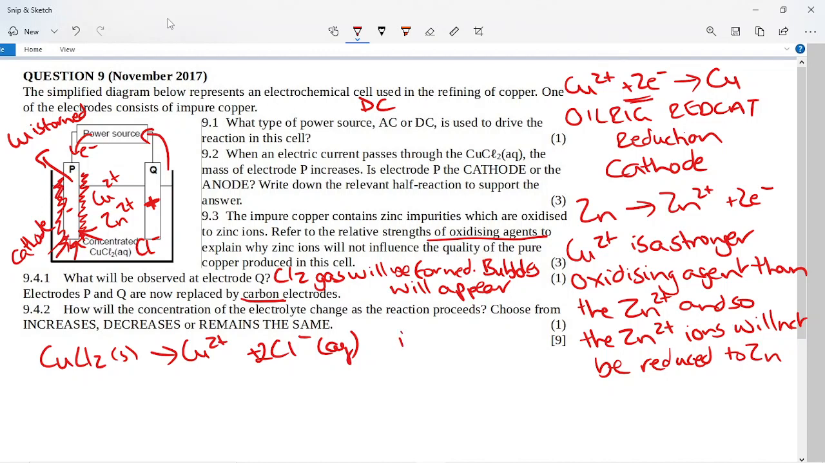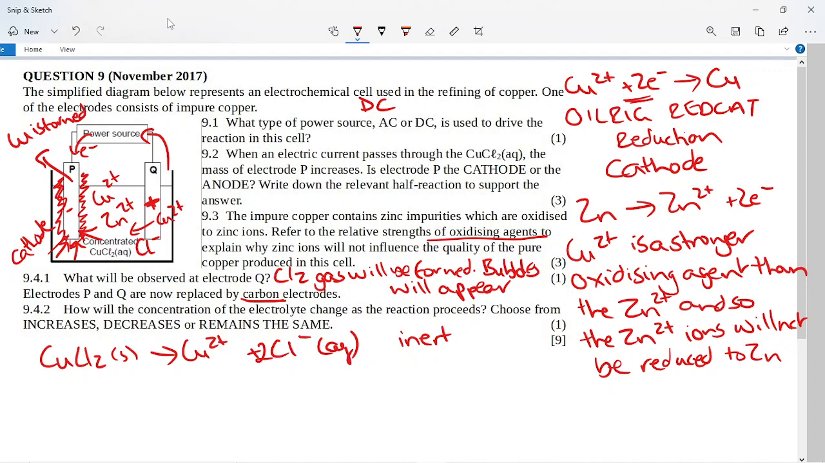Now it says here electrodes P and Q are replaced by carbon electrodes. We call carbon electrodes inert electrodes because they are non-reactive. So we don't normally put carbon electrodes in a refining situation, because in a refining situation we want the same reaction to occur at both electrodes, but one the reverse and one the forward reaction. Because what are we doing? We're actually trying to put more copper ions in solution from the one electrode.